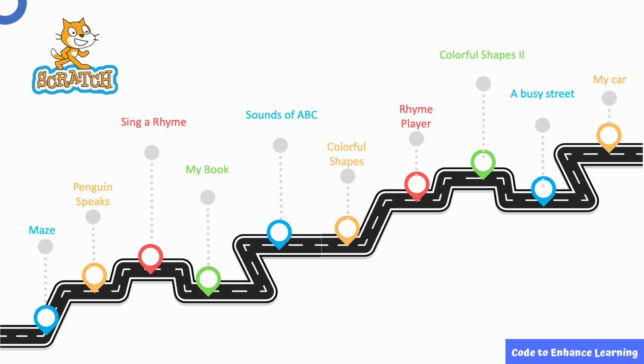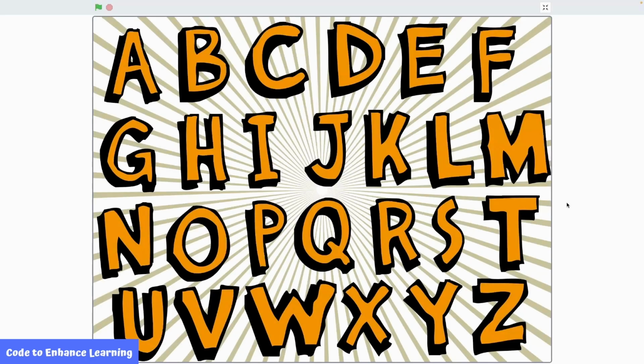In the 5th episode, we will make an application to play the sounds of alphabets by creating different events. Let's demo the project. The alphabets are arranged in order. Let's see what happens when I click on some of the alphabets.